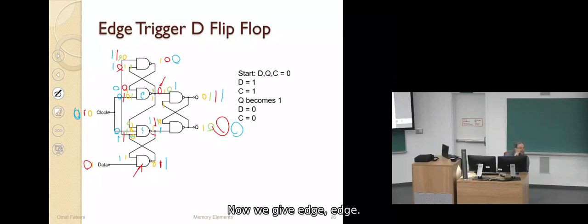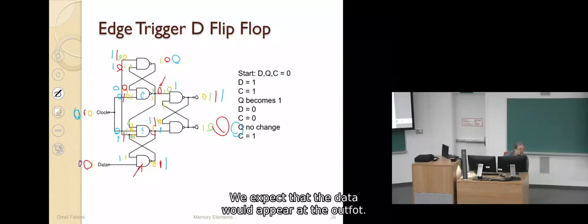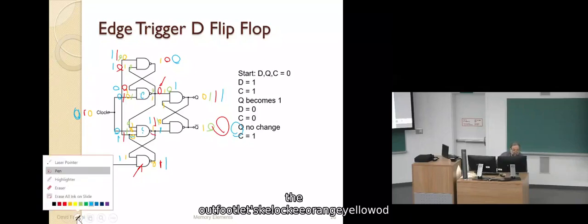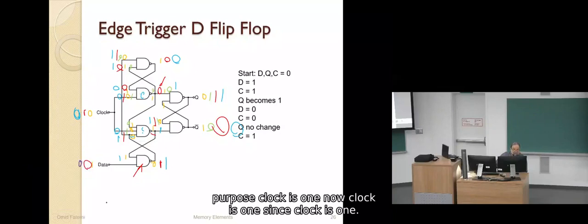Now we give another edge, a rising edge. Clock becomes 1. What do we expect? We expect that the data would appear at the output. What is data now? Data is 0. So Q is now 1. When clock becomes 1, it should appear at the output. So let's make the clock 1 with, what do I use? Orange, no, we have orange. Yellow is not good. So maybe purple. So clock is 1 now.